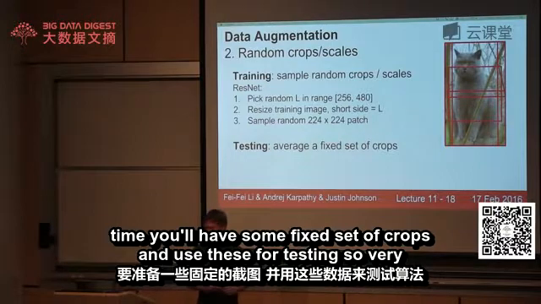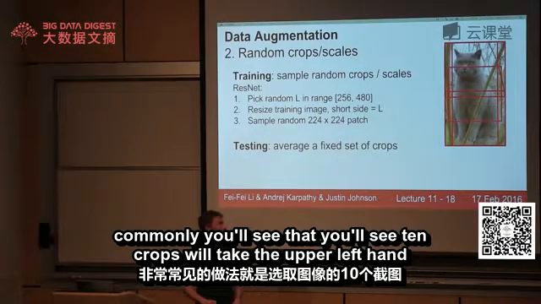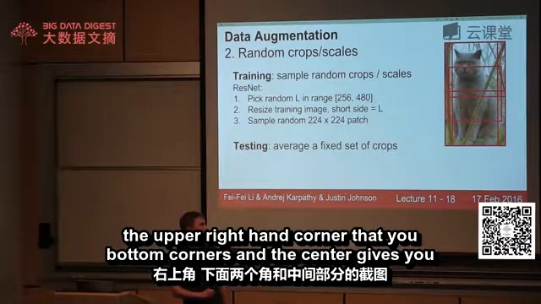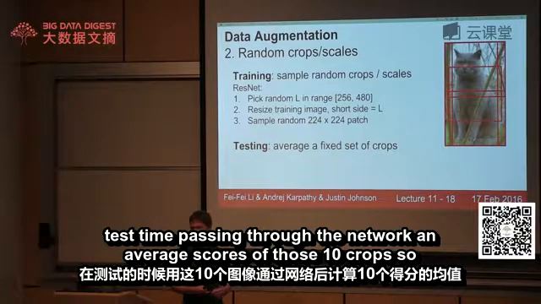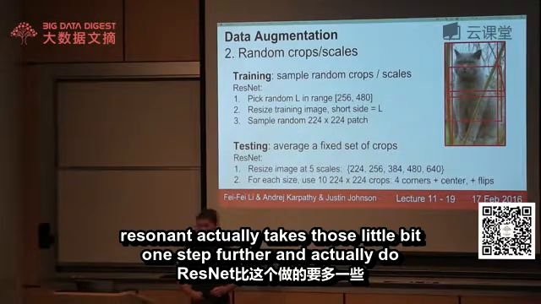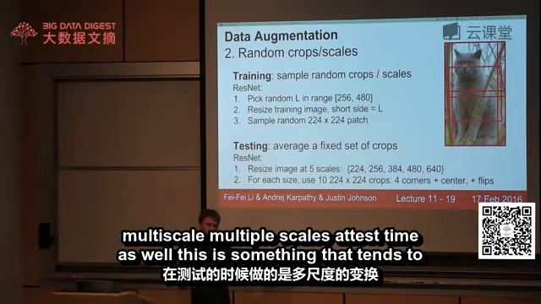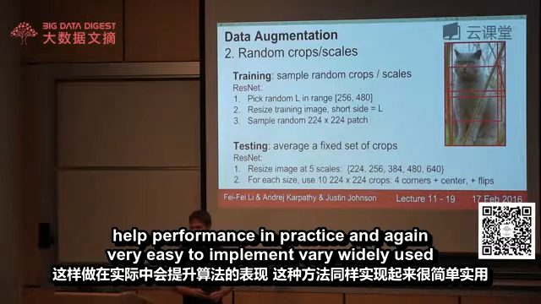Very commonly, you'll see 10 crops. You'll take the upper left-hand corner, the upper right-hand corner, the two bottom corners, and the center. That gives you 5. Together with their horizontal flips, that gives you 10. You'll take those 10 crops at test time, pass them through the network, and average the scores of those 10 crops. ResNet actually takes this one step further, and they do multiple scales at test time as well. This is something that tends to help performance in practice, and again, very easy to implement, very widely used.